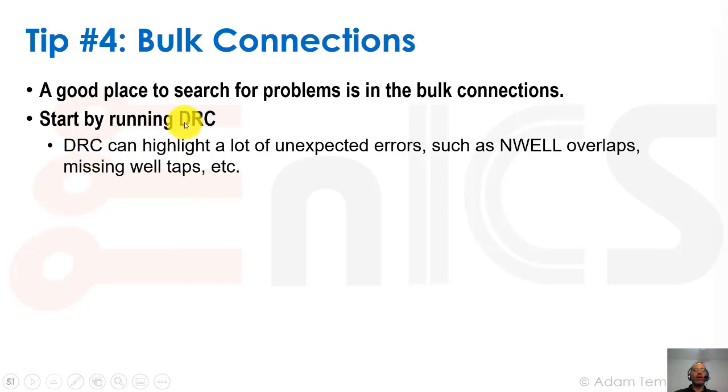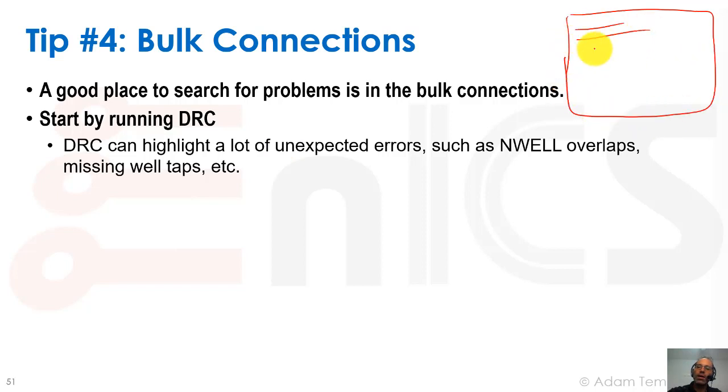If you run DRC on your block, you can get a lot of unexpected errors that are highlighted, such as NWell overlaps, missing well taps, and all kinds of other things. For example, we could have a problem such as this. Let's say this was our top level, and we had all kinds of standard cell rows here, and we cut them off, and we had some sort of a hard macro over here. But for some reason, this standard cell row actually went into the hard macro, and then we had a cell here on top of what was going on here. We'll have all kinds of problems, even if they're fillers or whatever.